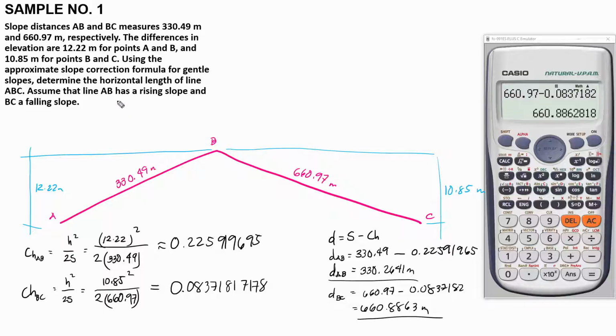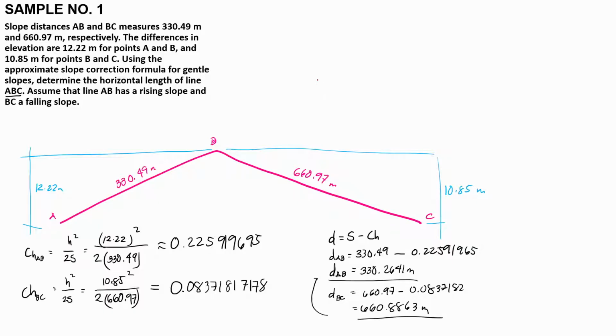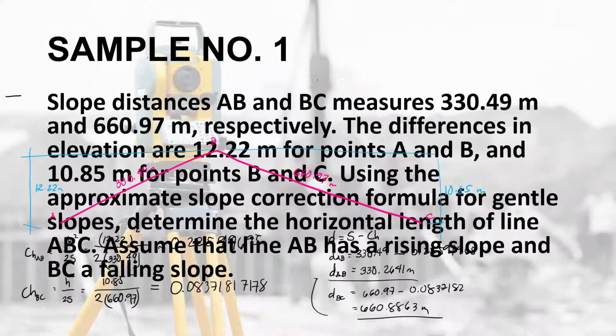Those are the corrected horizontal distances that we have. Since the final question is line ABC, we have to add these lines. To get the answer, we add what is above: 330.2641 plus 660.8863.